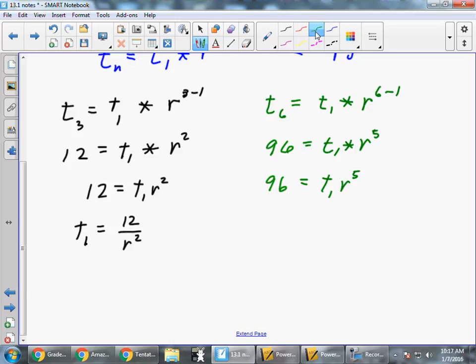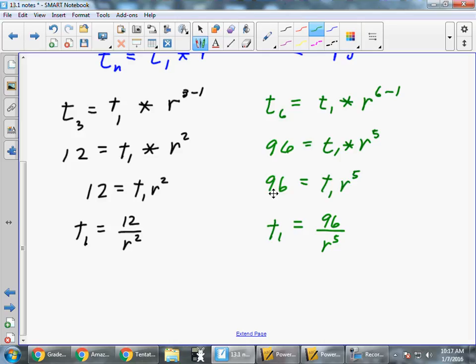Anyway, and then we would have T sub 1 on this side equals what? 96 over r to the 5th. Is that correct? We divide both sides by r to the 5th. Does that work? Don't just nod your head. Tell me if you don't believe it. Okay?